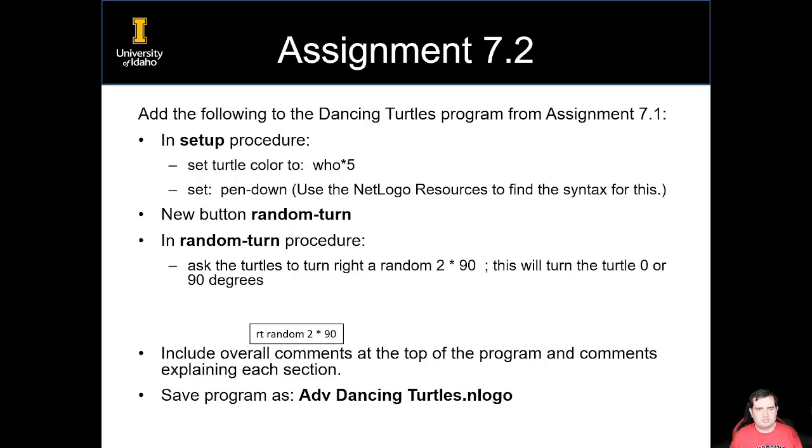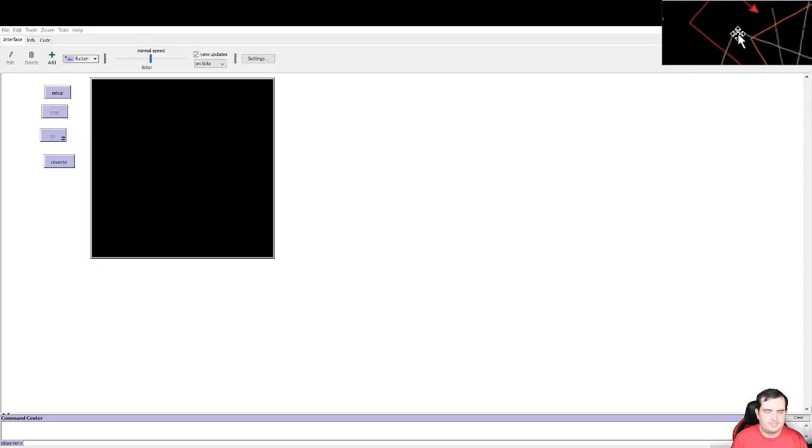So what you're going to do in your assignment, assuming that you have this, is you're going to set the turtle's color to be their who number times 5, and you're going to use the pen down command in order to have them put their pens down. We're also going to make a new button called random turn. In this, we're going to turn right, or not a random amount, it's either going to turn right or it's not. And we're going to use that random value in order to do this. And you know what, let's just go ahead and do some of this on here as well.